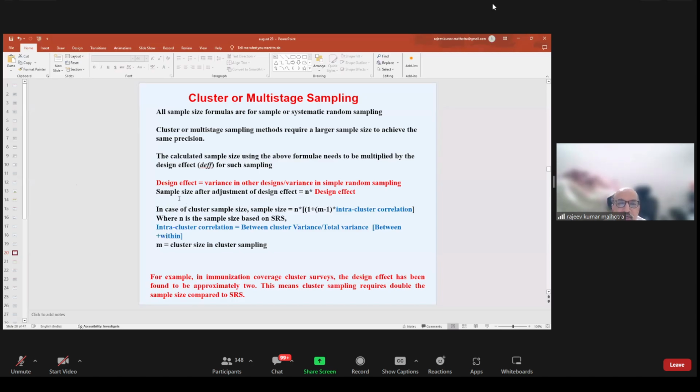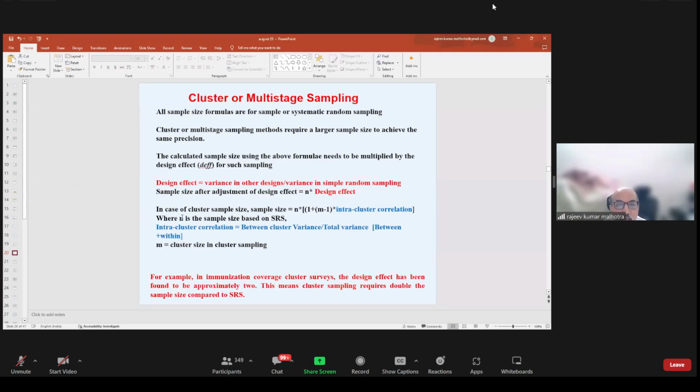So how do you adjust? Whatever sample size you calculate for simple random sampling, multiply by the design effect. Suppose your sample size comes to 150, and your design effect is 1.5. Then you multiply 150 by 1.5, which is equal to 225. So in that case you have to take 225 if you are using cluster sampling instead of random sampling.